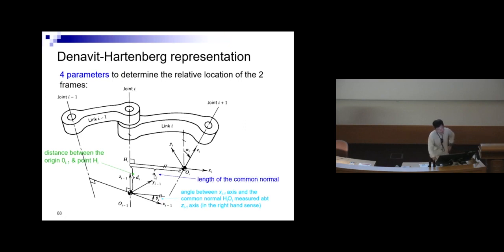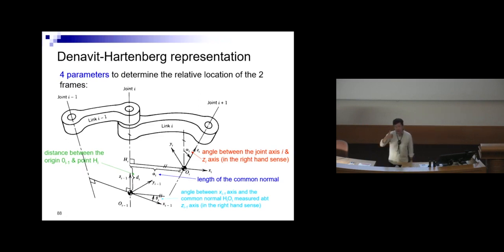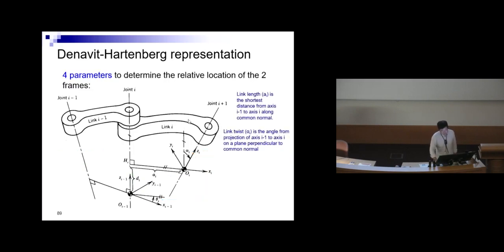Then you have the length of the common normal, from here to here. And then you have your alpha i, which is the angle between the joint axis i and the z-axis in the right-hand coordinate. The right-hand side is important because it defines your positive or negative. So these are the definitions, and as you practice more and more, it becomes very straightforward.